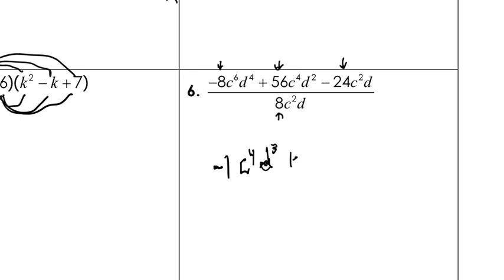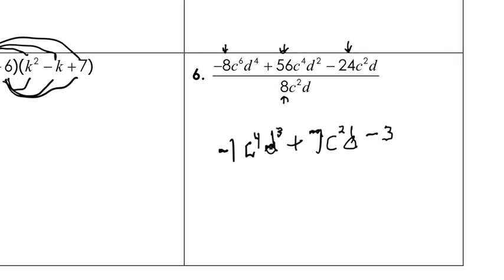Plus 8 goes into 56 7 times, okay? And then we have a couple of C's left on top. And we have a D left on top. Minus, excuse me, 8 times 3 is 24. C squared's gone, D's gone. So there's my answer. That's a 7. Kind of weird.